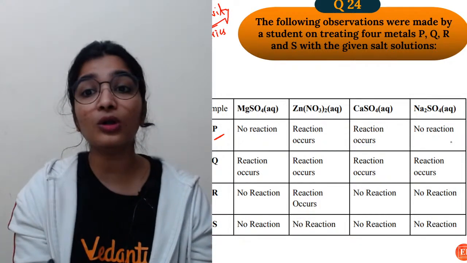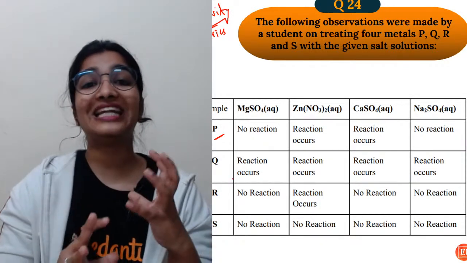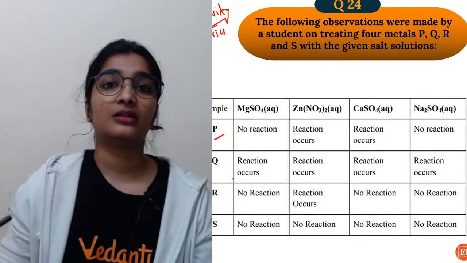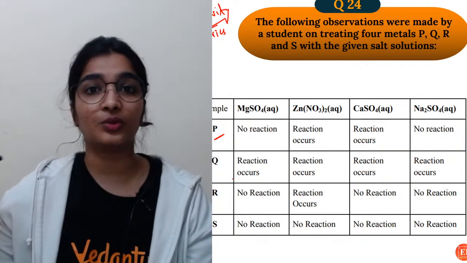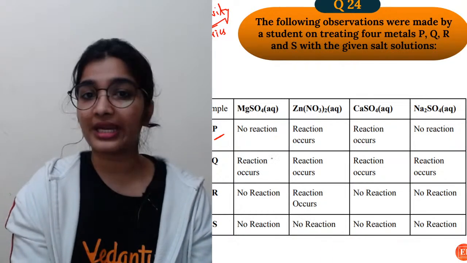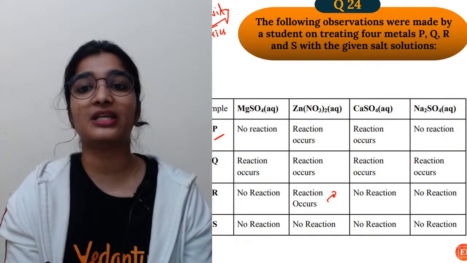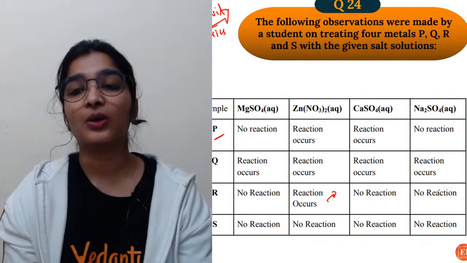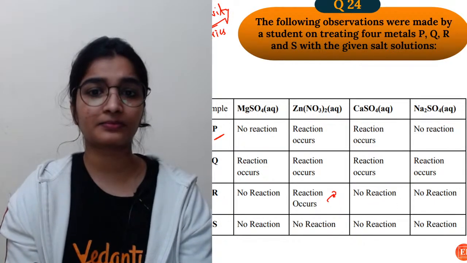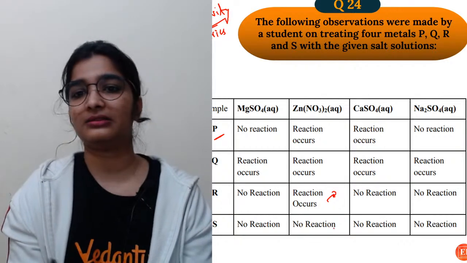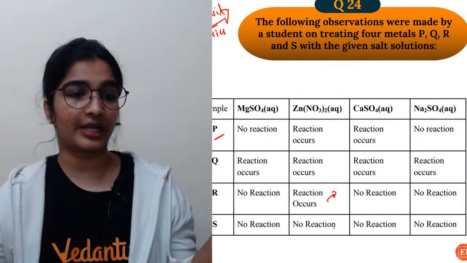Q, with all these salts, so it reacted with all these salts, that is, it underwent the displacement reaction with all the following salts. R, no reaction with magnesium sulfate. And with zinc, yes, the reaction takes place. With calcium sulfate, no. With Na2SO4, no. S, with magnesium sulfate no reaction. With any of these compounds, it couldn't react.